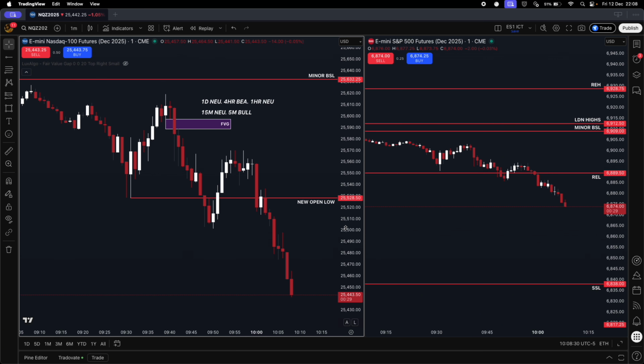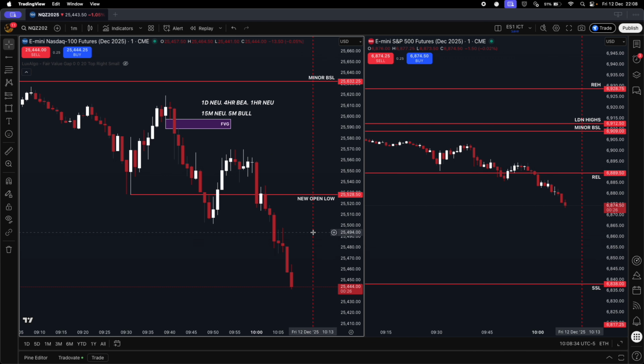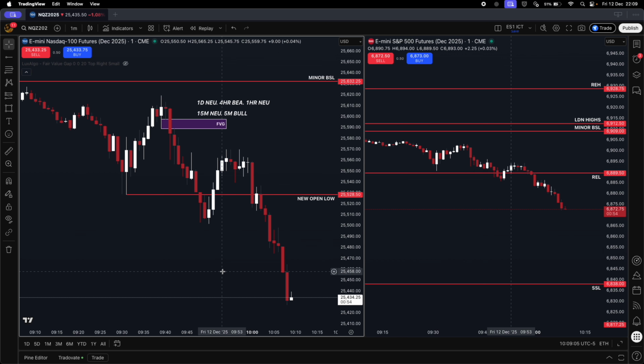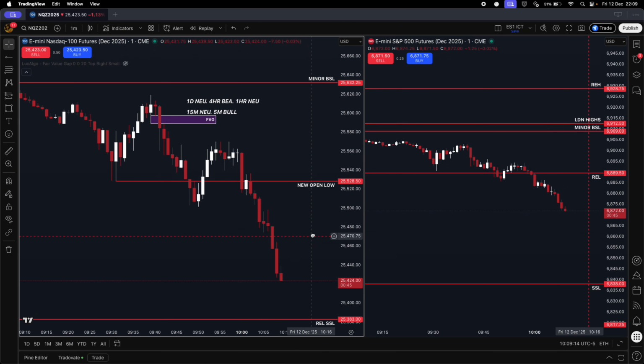Yeah, no positions as of now, guys. Obviously, I'm monitoring price on this screen, and then I'm sorting the other business on the other screen. Yeah, nothing as of now anyway, guys.